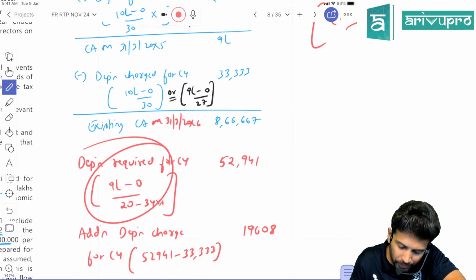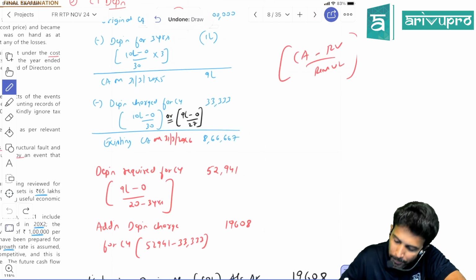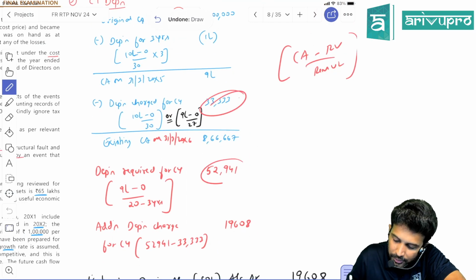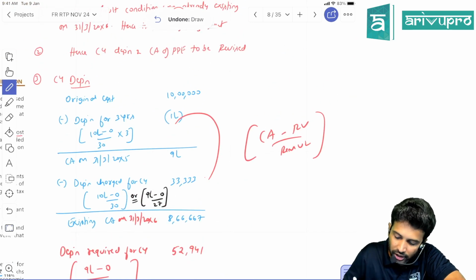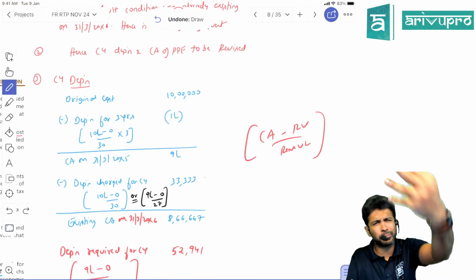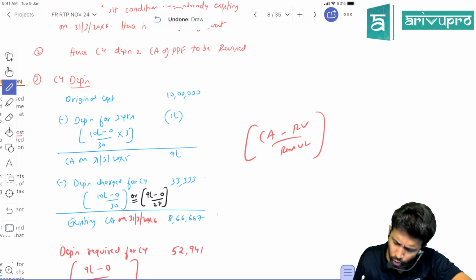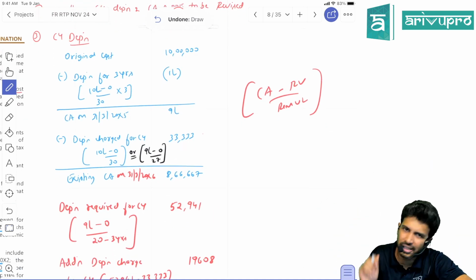So what is the depreciation actually required for the current year? For comparison purposes, I calculated the current year depreciation separately over here. Hence, I did not complete it. Even if you want, you can calculate 4 years depreciation together also. It will do no harm. You will get the same value. This is just for comparison purposes.